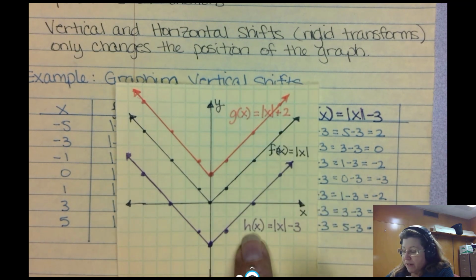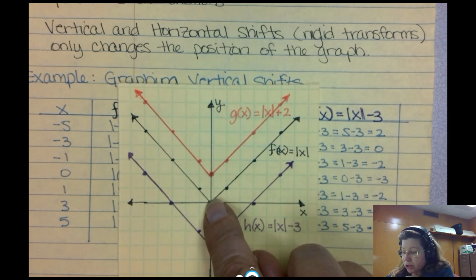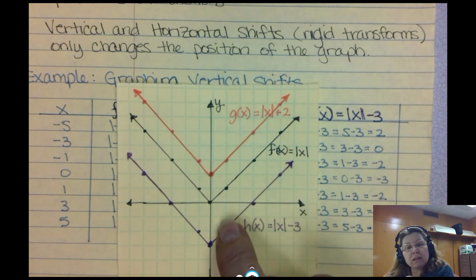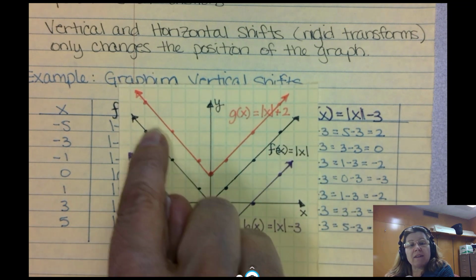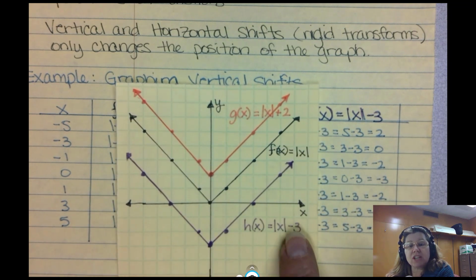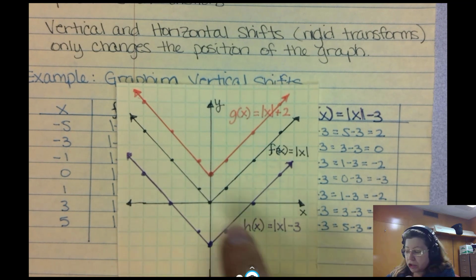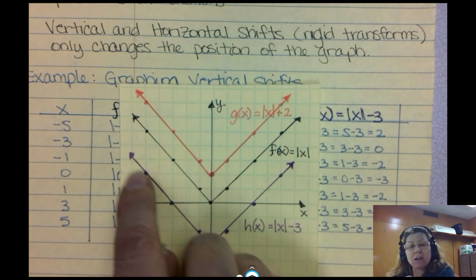Now, h of x is the absolute value of x minus 3. It shifts everything downward. So here we were at 0, we're down to 3. We were at 1, we're down to negative 2. So if I have this graph, f of x, and I understand what this minus 3 does, a shift, I don't really have to do any math. What I can do is just shift all of these points down 3 on the y, and I'll have my new graph.